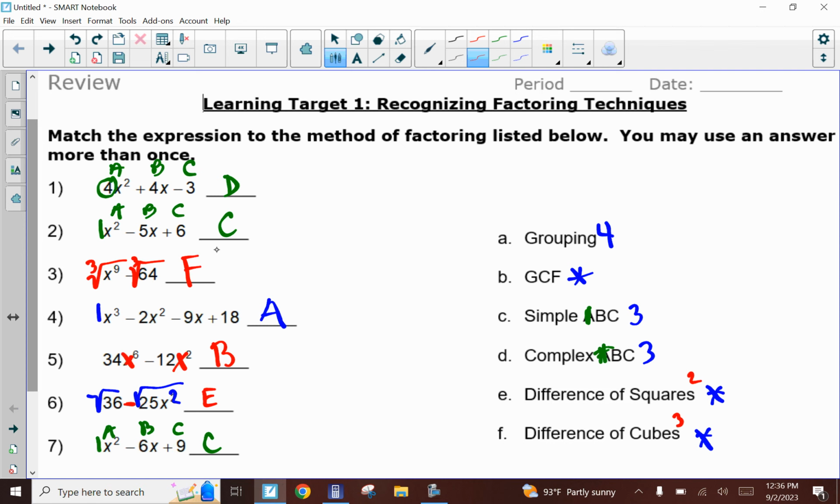If you saw how I did that, there's no order that you have to do them in. You can do them in whatever order you want. I would go through, find all my ABCs and figure out the difference between simple and complex. Of course, always check GCF first on every single question. After I do my ABCs, I would go to grouping, and after grouping, I would take care of all of the terms that only have 2.